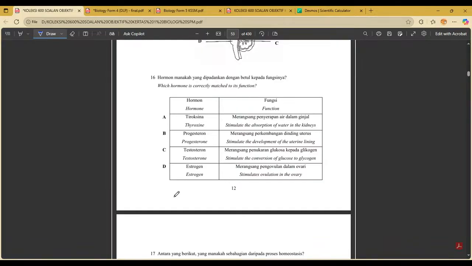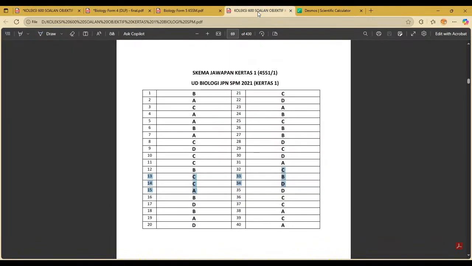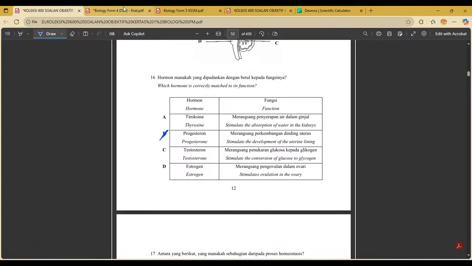Anyways, question 16. Which hormone is correctly matched to its function? Progesterone, I think. 16 B, yeah, progesterone.